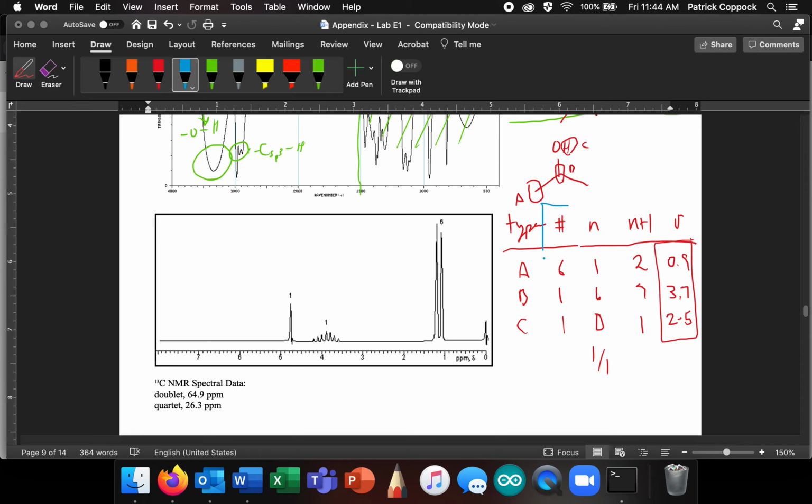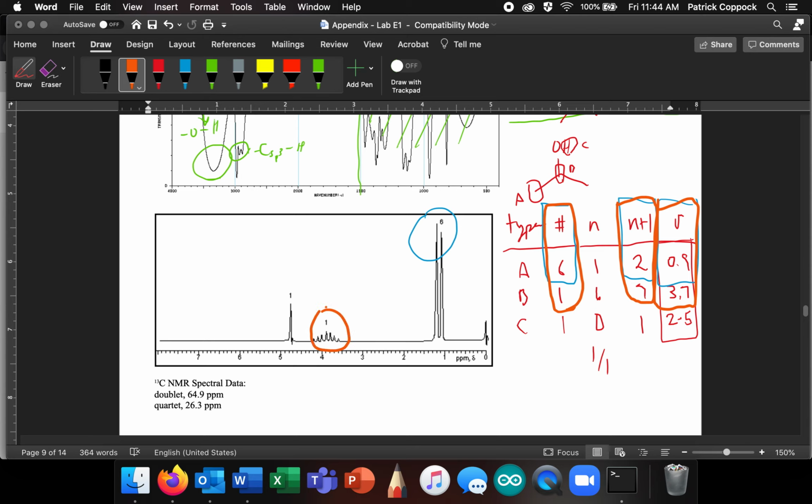Do I have a 6 next to a doublet, which is close to that range right there? And I absolutely do. Do you see how writing the table out in advance just totally soothes my soul? Right? So I get that. Do I have a 1 next to a septuplet, which is in the 3.7 range? Absolutely do. There it is, okay? So this is B, right?